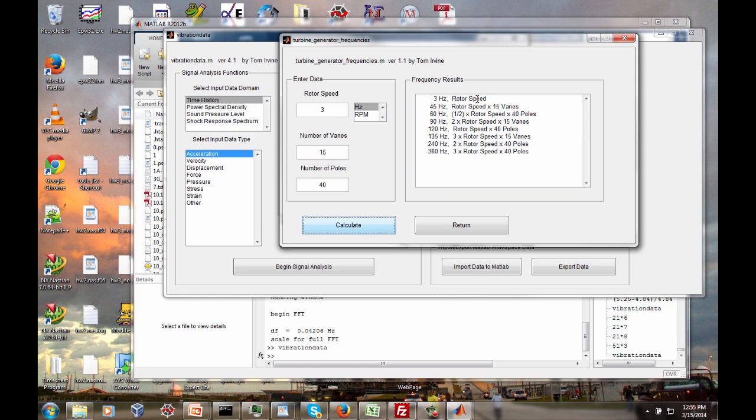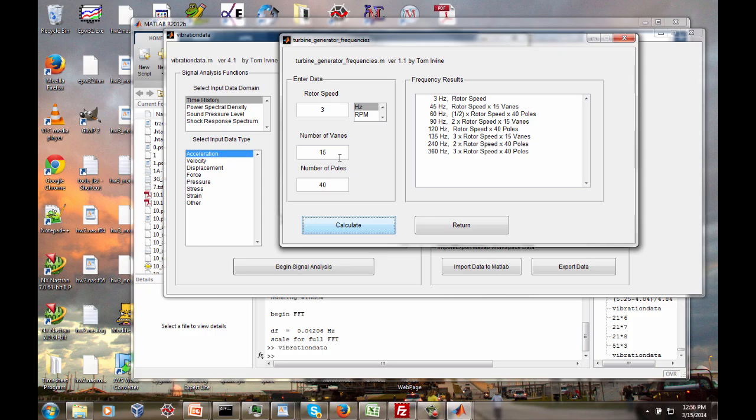So 3 hertz is the rotor speed. 45 hertz is rotor speed times 15 vanes. 60 hertz is 1/2 the rotor speed times 40 poles. 90 hertz is 2 times the rotor speed times 15 vanes. 120 hertz, rotor speed times 40 poles. That's interesting. It's also the magnetostriction frequency as well. 135 hertz, 3 times rotor speed times 15 vanes, and then so on.